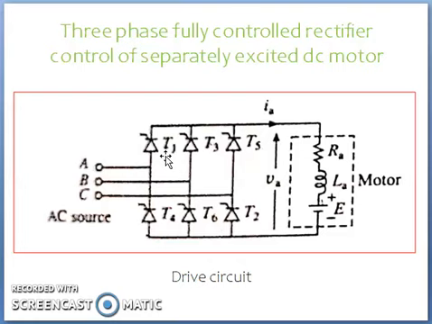Now each of these 6 thyristors conducts for 120 degrees, and 2 thyristors conduct at a time, that is one from the upper group and one from the lower group, applying the respective line voltage to the motor. So it is clear that each thyristor is turned on for 120 degrees. Out of that, one is from the upper group and the other is from the lower group. You may call it the odd numbered group and the even numbered group of thyristors.